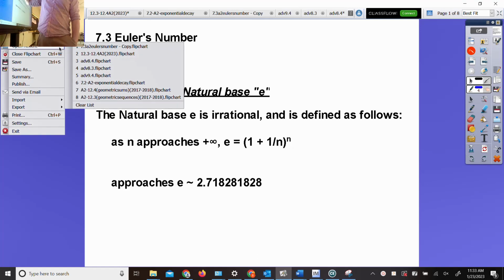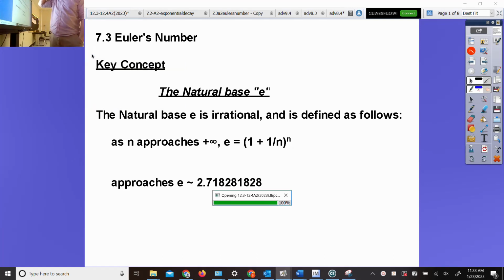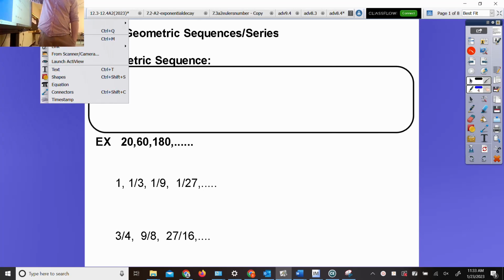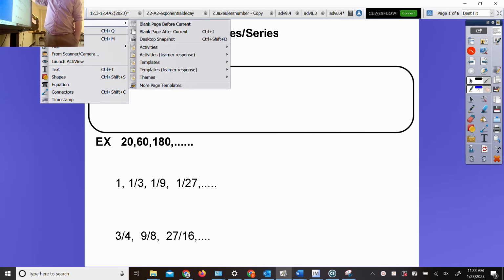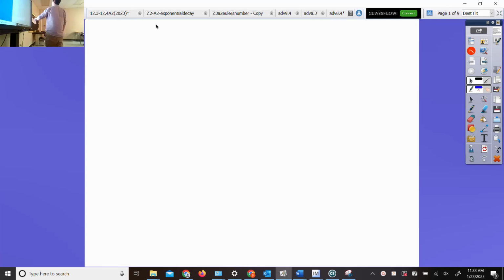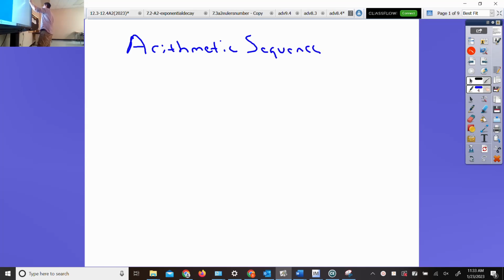So before we actually talk about geometric sequences, these aren't in your notes. What do you remember about an arithmetic sequence? Nothing. Can anybody give me an example of an arithmetic sequence? Still nothing? Sucks.